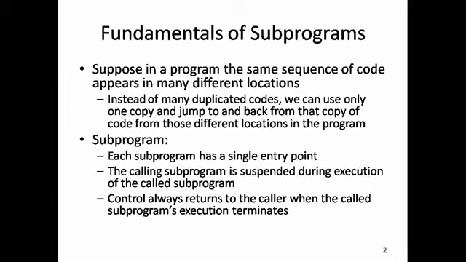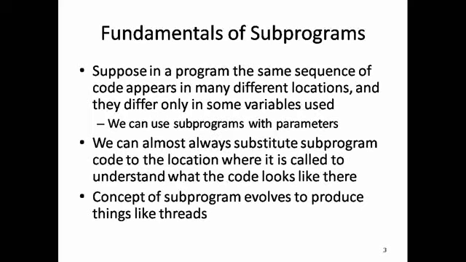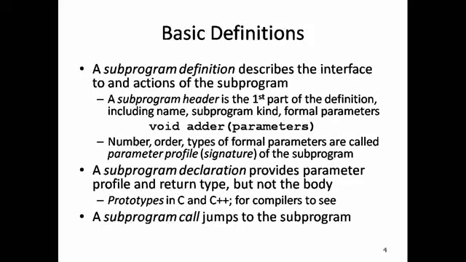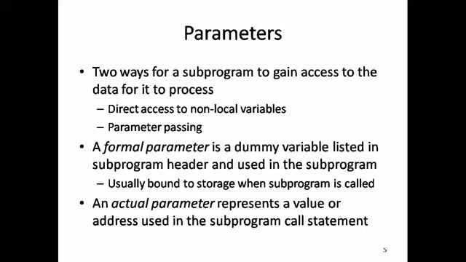A subprogram is just like a function in C and C++. A subprogram or function has three concepts. First, subprogram declaration; second, subprogram definition; and third, subprogram calling. Formal parameters are dummy variables, which are listed in the subprogram declaration. An actual parameter represents a value or address used in the subprogram call statement.